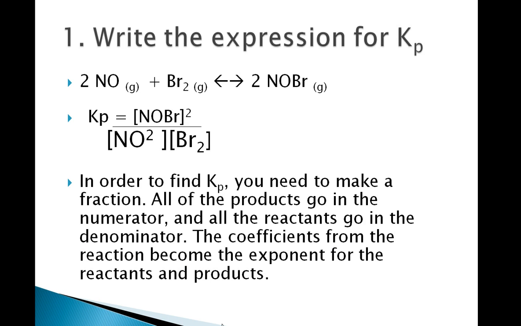In order to find Kp, you need to make the fraction. All of the products of the reaction go in the numerator, and all of the reactants go in the denominator. So for this equation, NOBr is the product, so it goes on top. The coefficients from the reaction become the exponents for the reactants.